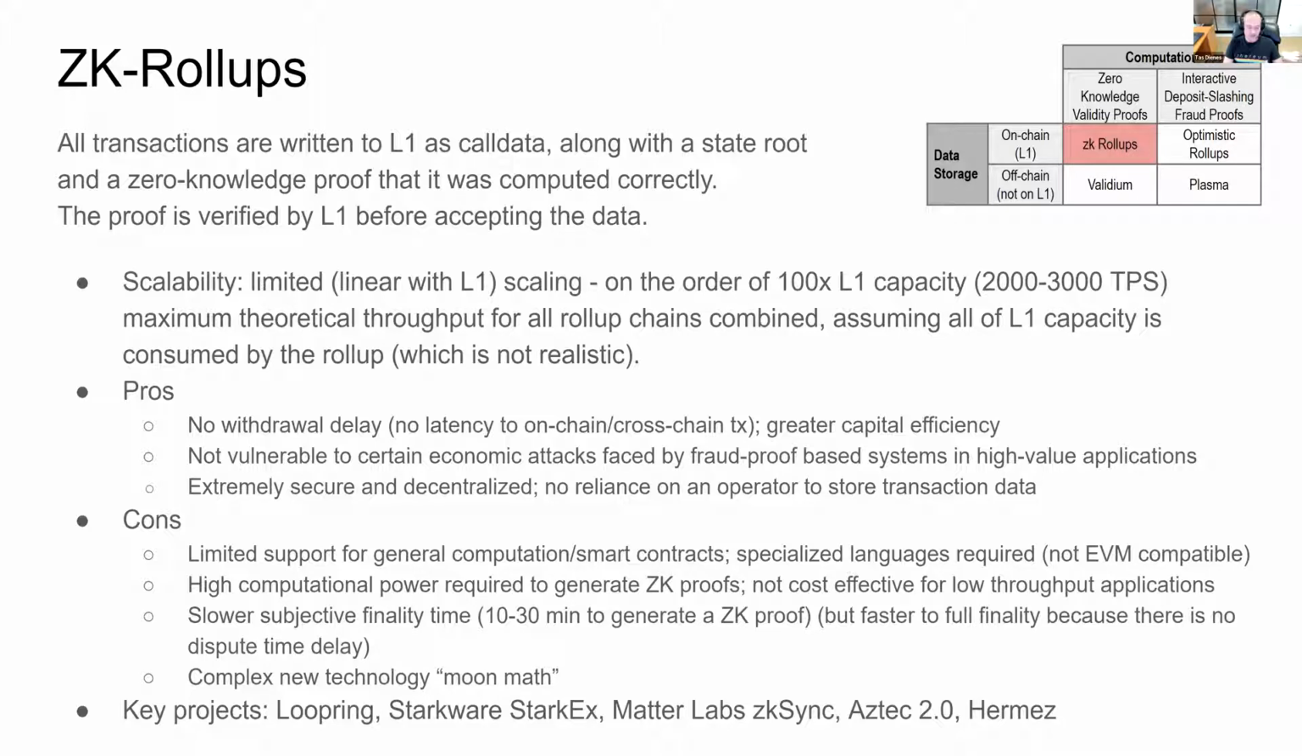And then ZK rollups use sort of complicated new, it's been called moon math, ZK technology. The upside of that is that it's evolving rapidly and expected to improve significantly over the coming years. The downside is that it's evolving rapidly and it's new stuff. Key projects in the ZK space are Loopring, Starkware, Matter Labs, Aztec, and Hermes.